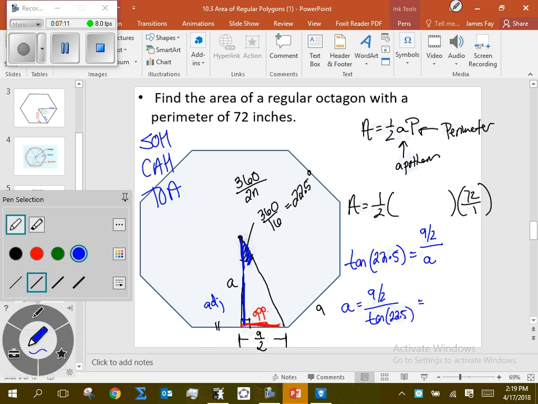Okay? Now, I'm not going to take that and write it as a decimal, because if I write that as a decimal, which is the easy thing to do, I'm going to have to round it. And then it messes up my area. It doesn't give me the most exact area possible. So, I'm going to talk about how I take a fraction, 9 halves, and divide it by a fraction, tangent 22.5 over 1, and write my apothem that way. How do I take a fraction divided by a fraction? Multiply by the reciprocal of that bottom one, right? So it's going to be 9 over 2 times 1 divided by tangent of 22.5. So that math gives me 9 over 2 tangent 22.5.